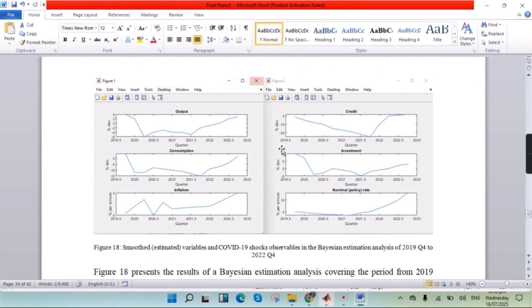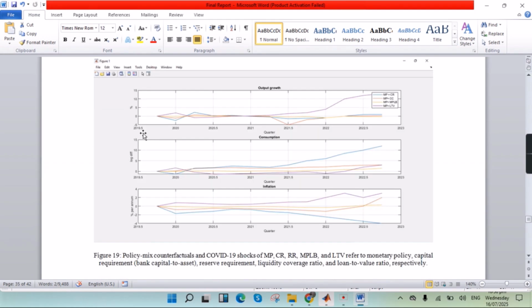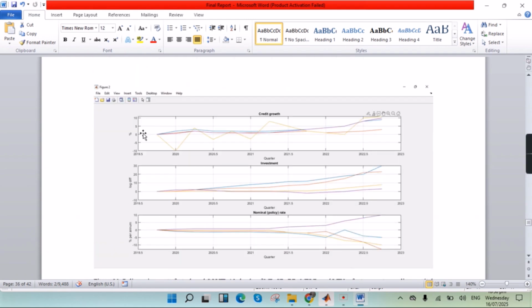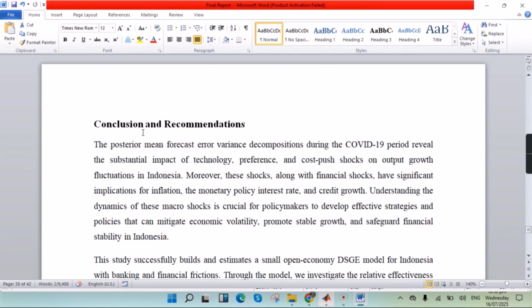This is the final output generated in MATLAB for the purpose of the analysis of COVID-19. During the COVID time, the output dropped. This one is the output drop during the COVID impacts. After that, I have explained all the things in credit growth, investment, and the nominal policy rate. Then the final conclusion and recommendation.